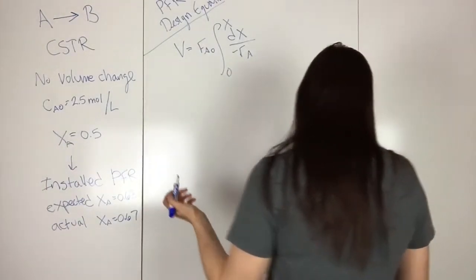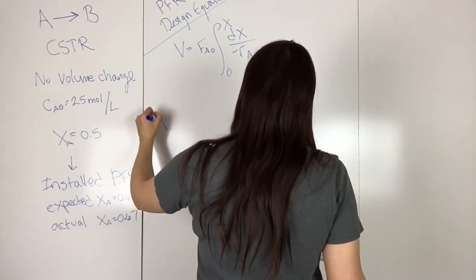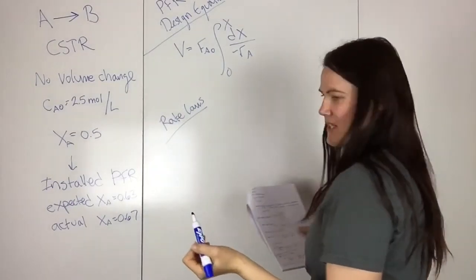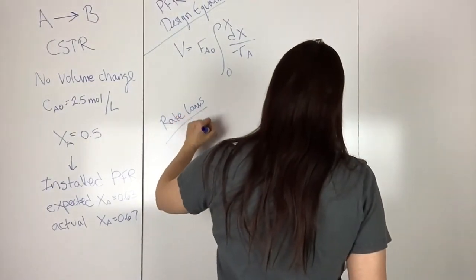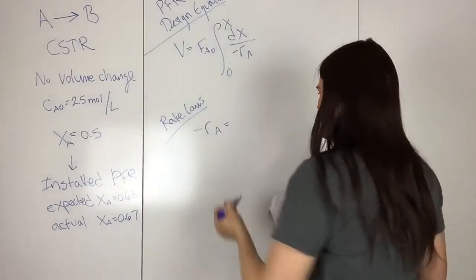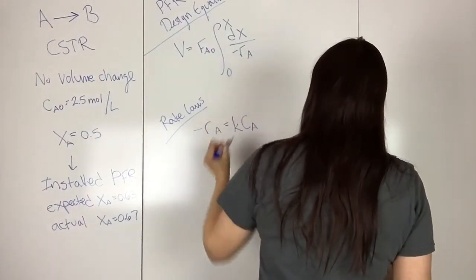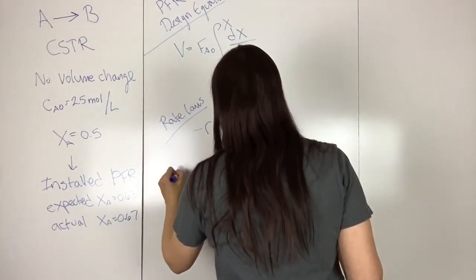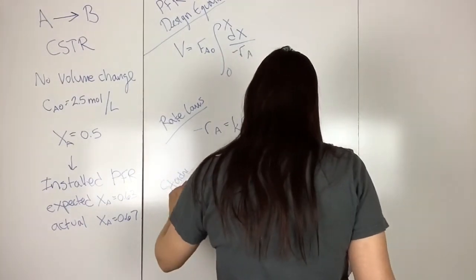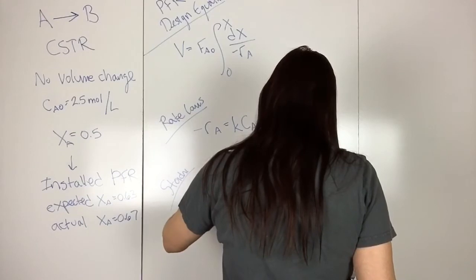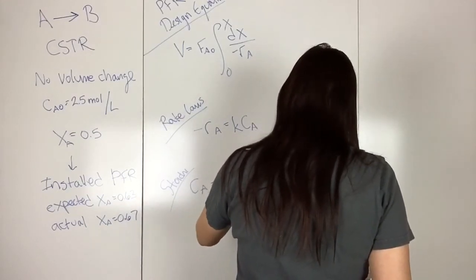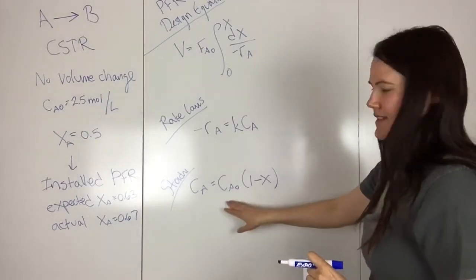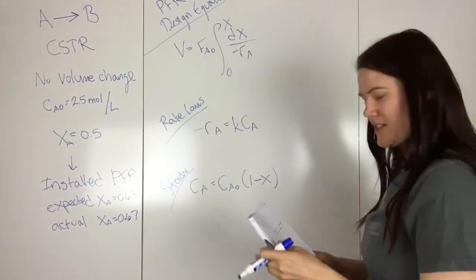So first of all, if we write down the rate laws, let's assume that it's first order and that it's elementary. Then this would be k C_A. And then doing the stoichiometry, we know that C_A is equal to C_A0 (1 minus X). We're using this equation because there's no volume change.